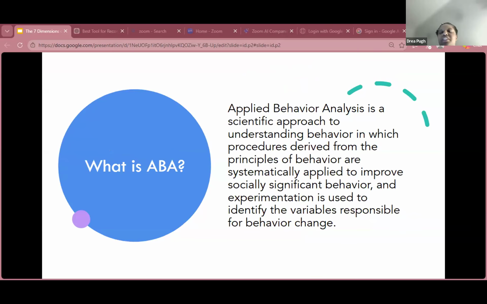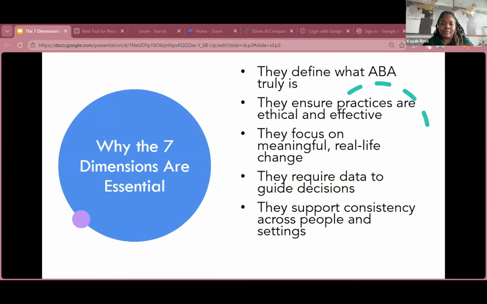ABA is applied behavior analysis, which is a scientific approach to understanding behaviors in which procedures derived from principles of behavior are systematically applied to improve socially significant behaviors, and experimentation is used to understand the variables responsible for behavior change. So ABA is actually a science that focuses on improving meaningful behaviors by applying proven principles and using data to understand what is causing behavior change. It's a big way of saying that it's a scientific approach to changing behaviors. And the seven dimensions are what ABA consists of.